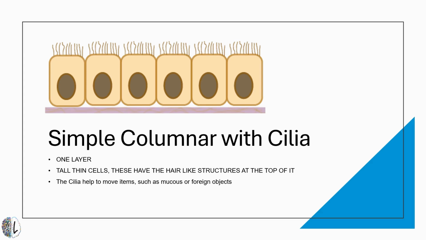Cilia help to move things along, especially things like mucus and foreign objects that start to get into the body. We see these a lot in the respiratory tract, right? We would not want to get things down into our lungs that shouldn't be there. So these little cilia help to keep it out.